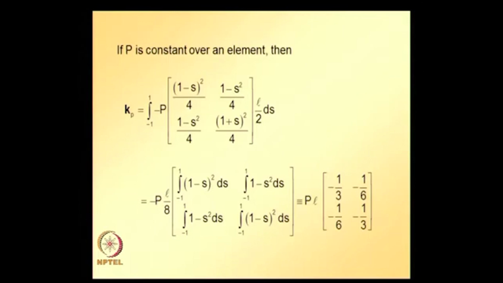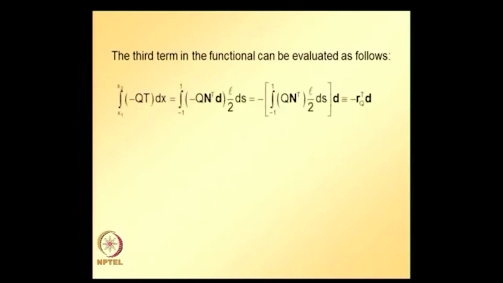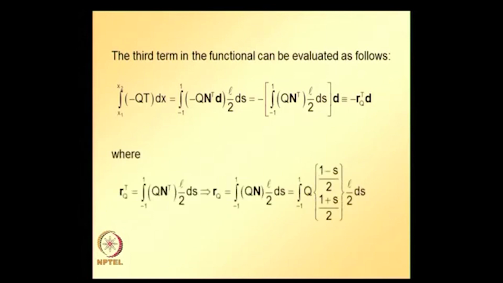Well, now we need to look at the third term. The third term in the functional can be evaluated as follows, substituting the T value in terms of finite element shape functions, which is N transpose d, and rearranging it, since d is not a function of spatial coordinate, as rq transpose d, where rq is defined as the integral from -1 to 1 of q N transpose L over 2 ds.